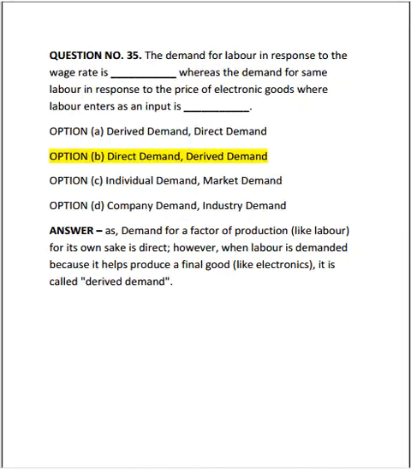Question No. 35. The demand for labor in response to the wage rate is blank, whereas the demand for same labor in response to the price of electronic goods, where labor enters as an input, is blank. Option A, derived demand, direct demand. Option B, direct demand, derived demand. Option C, individual demand, market demand. Option D, company demand, industry demand. Answer: B, as demand for a factor of production, like labor, for its own sake is direct. However, when labor is demanded because it helps produce a final good, like electronics, it is called derived demand.